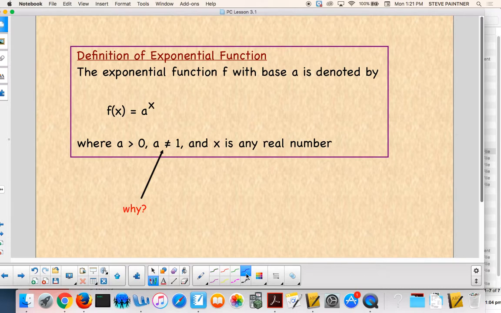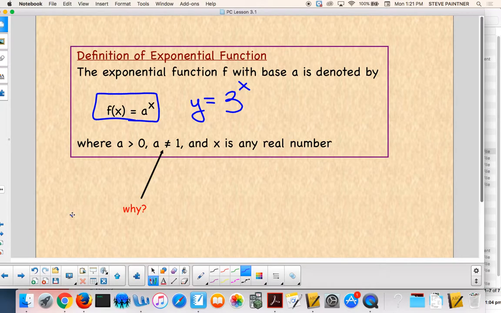All right. Definition of an exponential function is this. The exponential function f with the base a is denoted by y equals a to the x, right? Okay. Here's an example of what you could see. y equals 3 to the x. That's exponential.